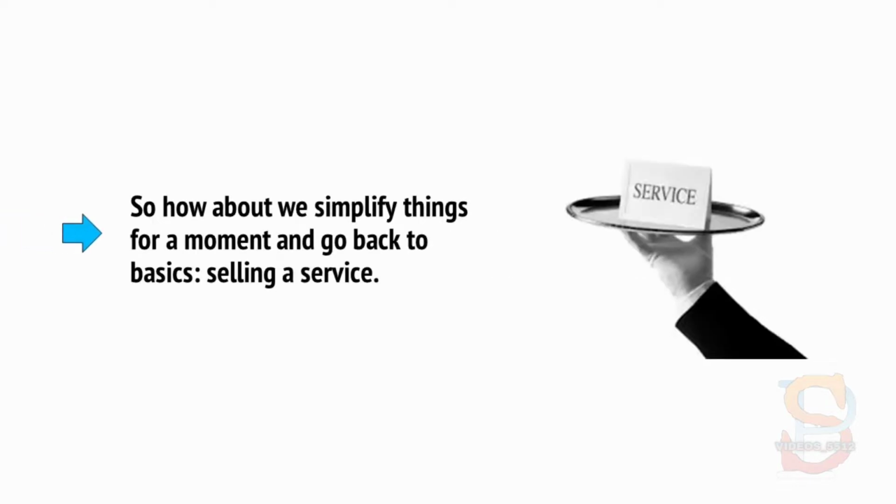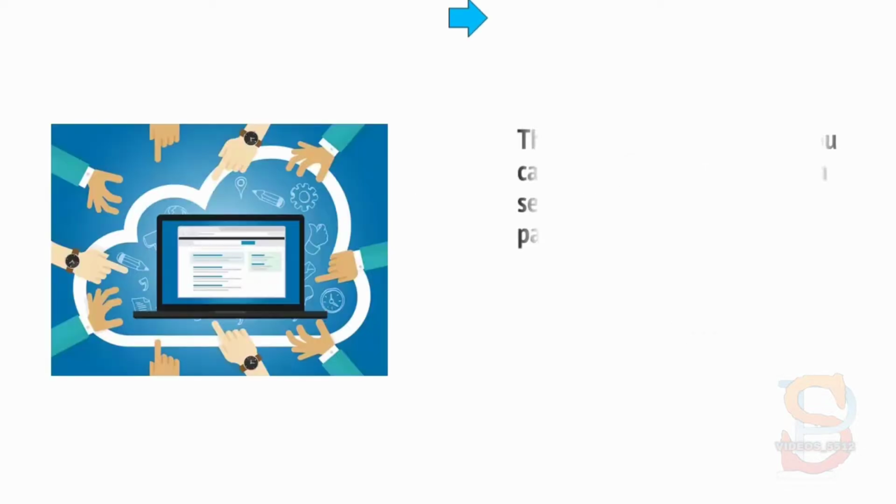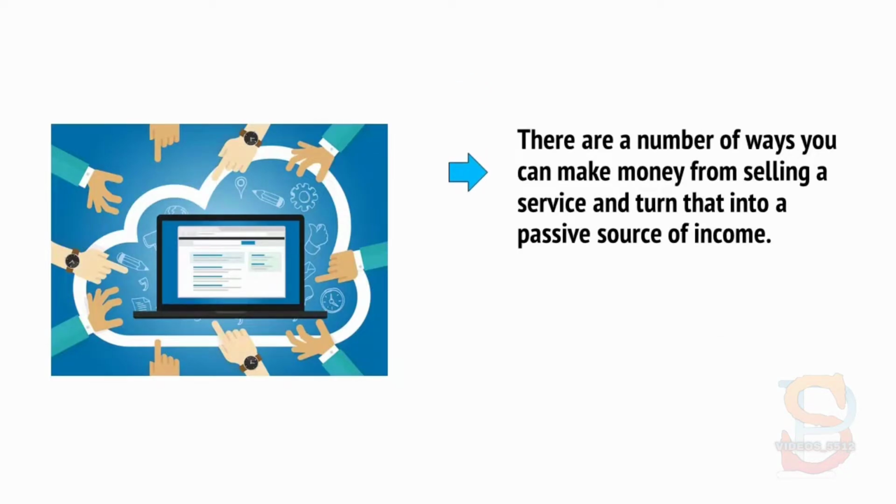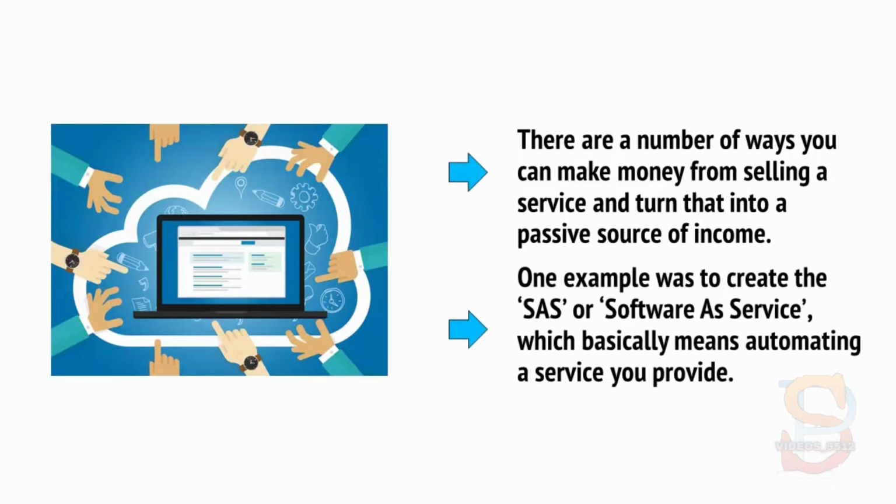So, how about we simplify things for a moment and go back to basics? Selling a service. The good news is that there are a number of ways you can make money from selling a service and turn it into a passive income. One example was to create the SaaS, or software as a service, which basically means automating a service you provide.